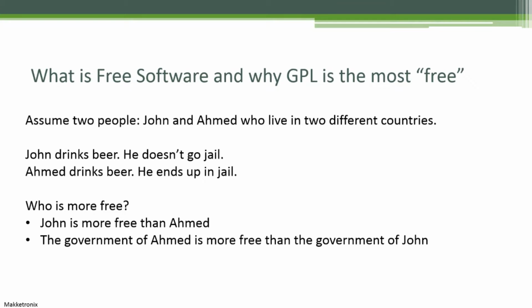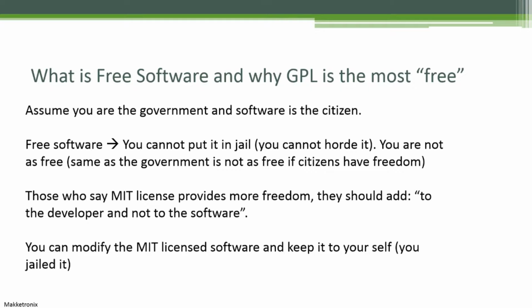Similarly, the government of Ahmed is more free than the government of John because they can impose such ridiculous rules on Ahmed and he ends up in jail if he drinks beer. So the government does not have checks or boundaries, so the government is more free in that case. So it depends on who freedom is given to. If you are the government and the software is the citizen, free software implies you cannot put it in jail. You cannot hoard it. So you are not as free, same as the government is not as free if citizens have freedom.